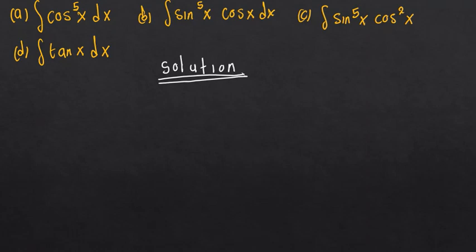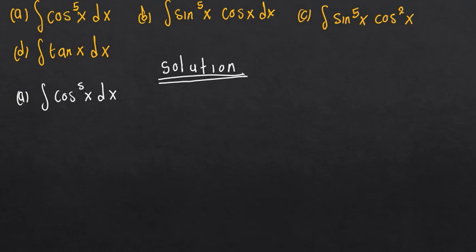Integrals, of course, and particularly trigonometric integrals, and we're going to make everything simple. Now, to start with, we have been given the first question, which is to find the integral of cosine to the power 5 x dx. How do you go about solving this question?